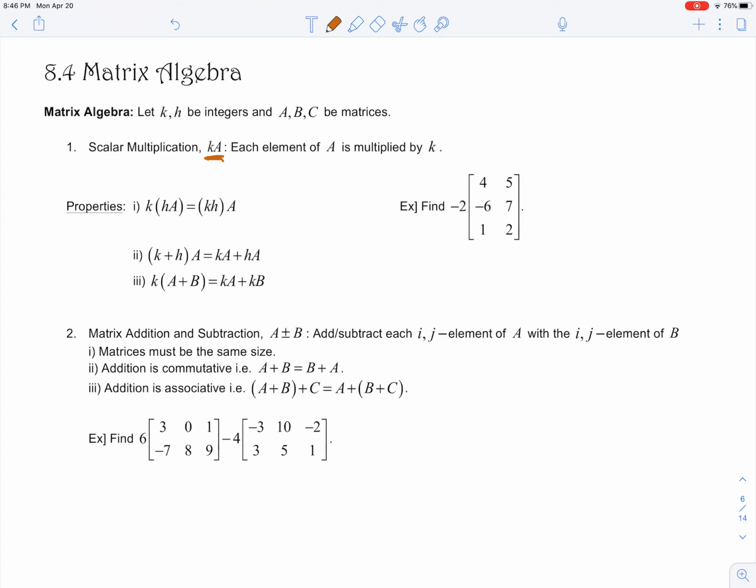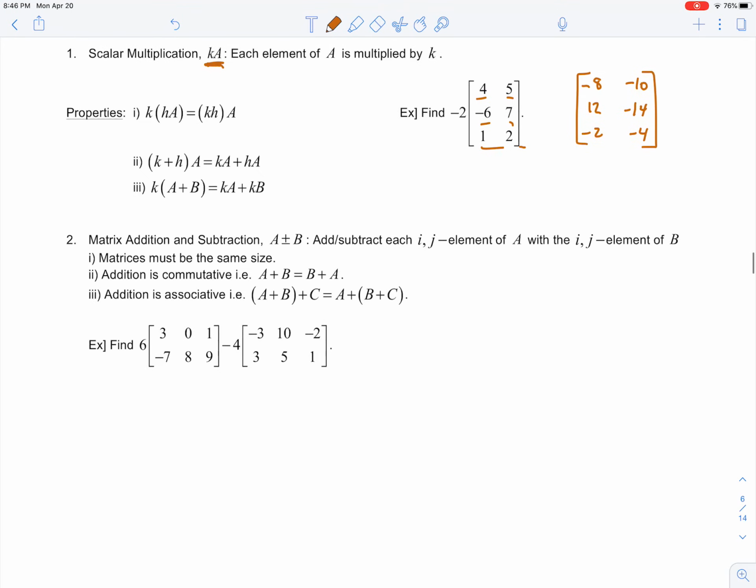So for this example here, you would just literally multiply every single cell of the matrix by -2. So we would get -8, 12, -2, -10, -14, and -4. It does not change the size of the matrix in any way. If you are going to add or subtract matrices, first of all, the matrices need to be the same size. And then you just add and subtract the corresponding cells.